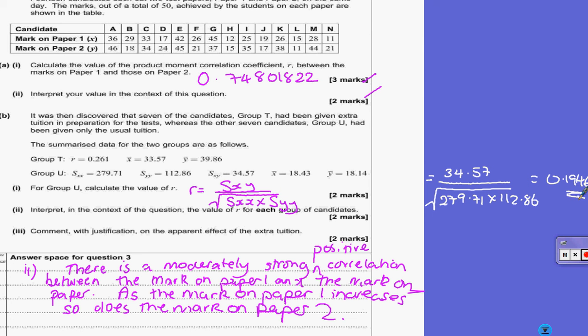Good. Interpret in the context of the question the value of R for each of your groups of candidates. And they are asking for each. So don't try and mush them together. Just take a little bit of time. It's 2 marks, so it's 2 minutes. So the first thing you would say is that this is very weak. So, and I would write group T, if I delete some of the work at the bottom.